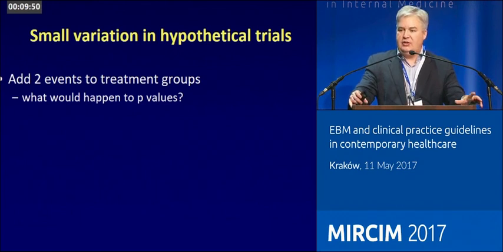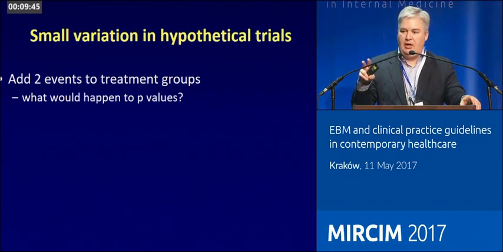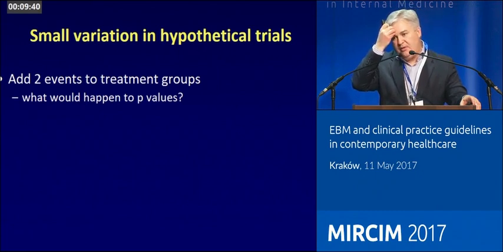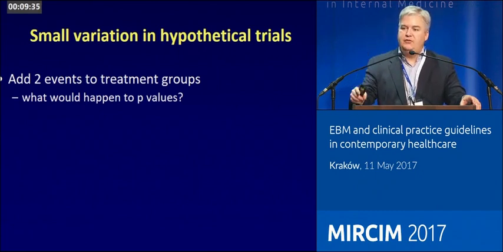And what if we actually changed the results and we added, instead of 2 of the events in the treatment group being no outcome, what if suddenly they became a myocardial infarction? What do you think would happen to the p-values? So in other words, in the first trial where we were looking at 1 versus 9 myocardial infarctions, what do you think the result would have been if it had been 3 versus 9 myocardial infarctions? What do you think would have happened to that p-value?